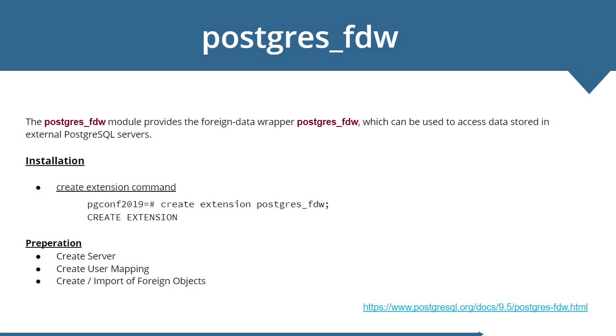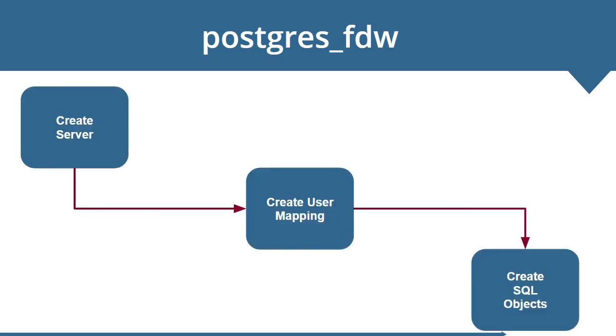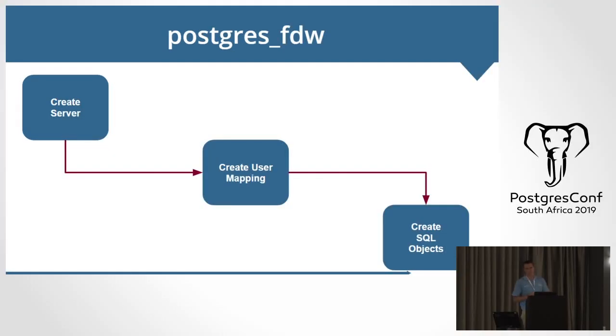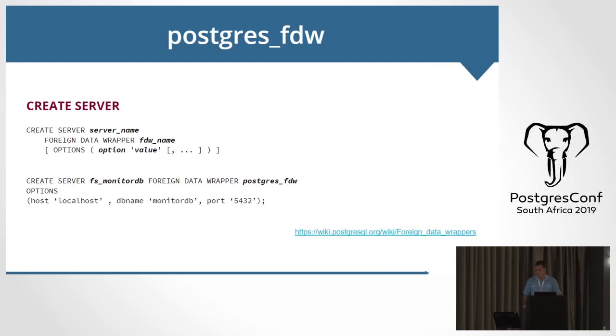DBLink is kind of like an on-the-fly connect-disconnect type thing, whereas the FDW is more of a consistent connection. So you would have a create server, create user mapping, and then you can create or import your foreign objects. That's basically the steps that you want to follow when setting up a Postgres FDW: creating a server, creating a user mapping, and then you can create your SQL objects from there.